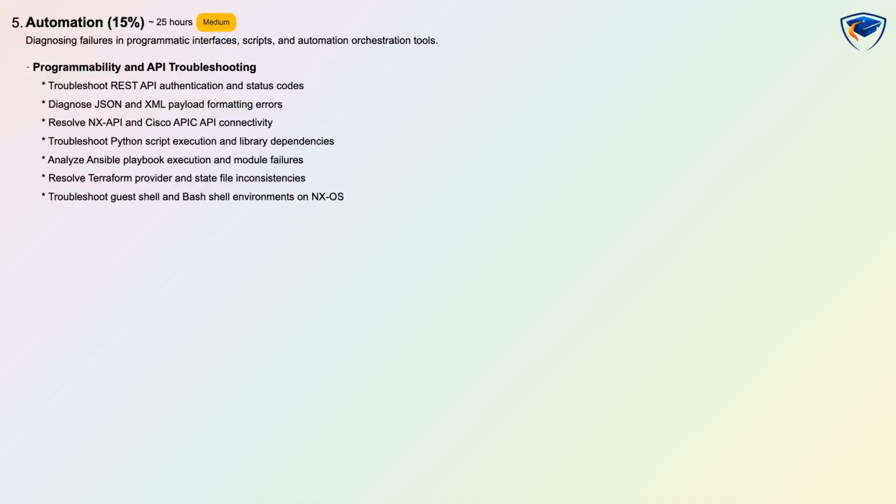The automation topics cover Python script execution and library dependency failures, Ansible playbook runs and module errors, Terraform provider and state inconsistencies, and issues inside guest shell and bash shell environments on NXOS. Learning to parse API responses, validate automation workflows, and handle error codes will let you restore automated orchestration quickly.